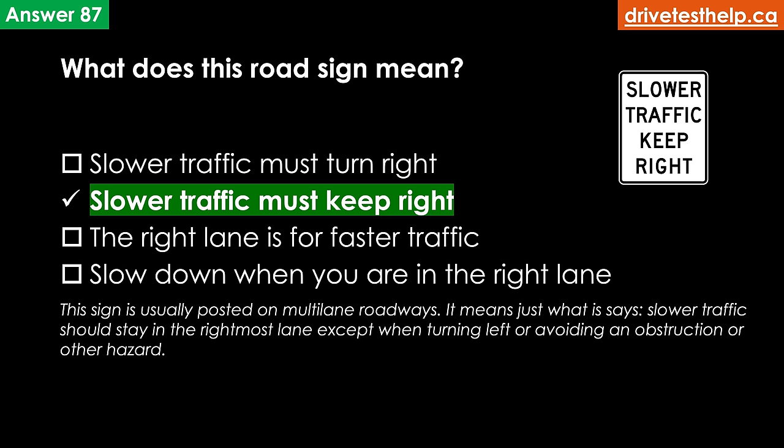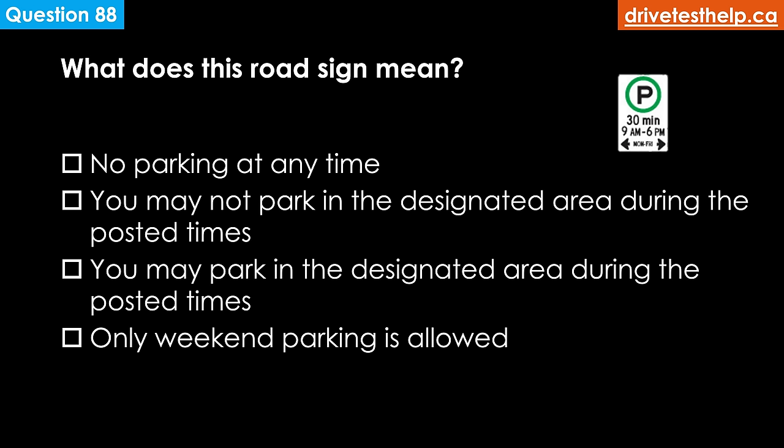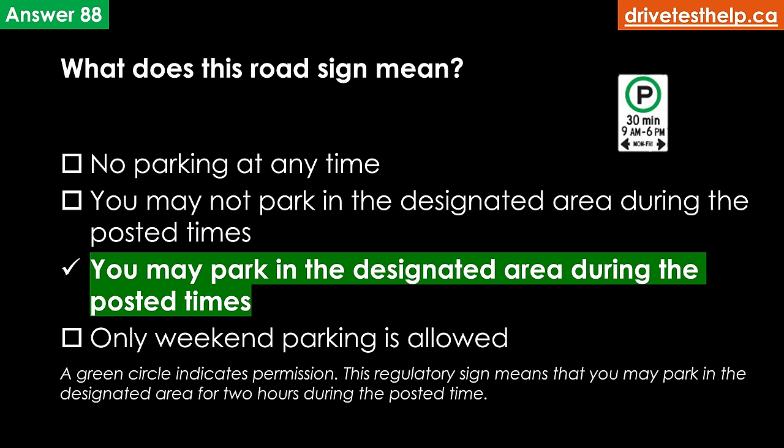What does this road sign mean? No parking at any time. You may not park in the designated area during the posted times. You may park in the designated area during the posted times. Only weekend parking is allowed. The correct answer: you may park in the designated area during the posted times. A green circle indicates permission.